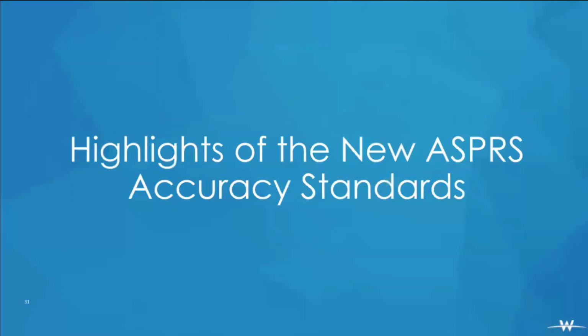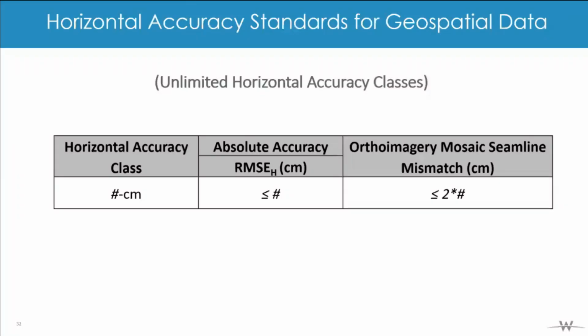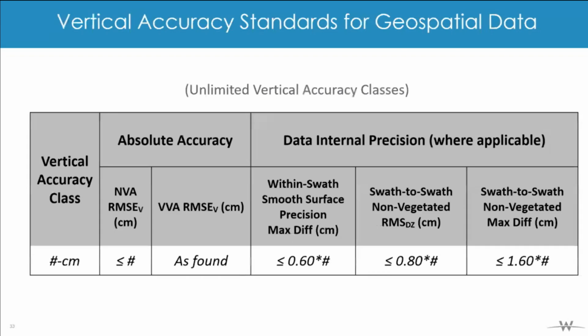it will provide formal reporting statements. So the highlight of the new standard, here are the horizontal accuracy standards. Very simple, unlimited accuracy. If your project requires 5 millimeter accuracy, you can say, I want a horizontal accuracy class of 5 millimeter or 0.5 centimeter according to the ASPRS standard. Once you say that, that means the absolute horizontal accuracy will be that number, whether 5 millimeter or half a centimeter, and the ortho mosaic will be set up as twice as much.